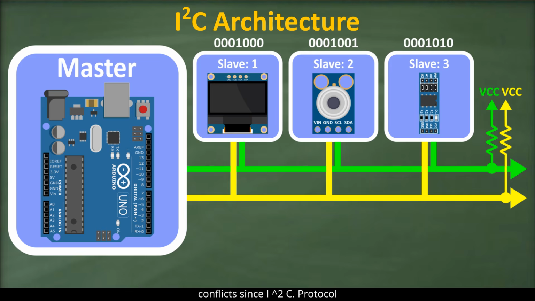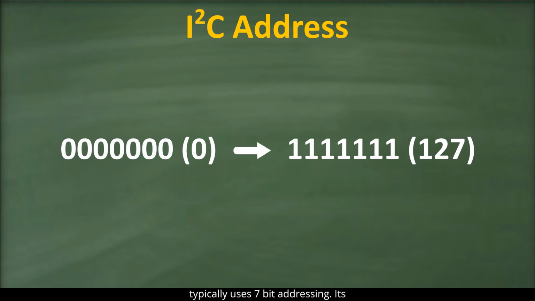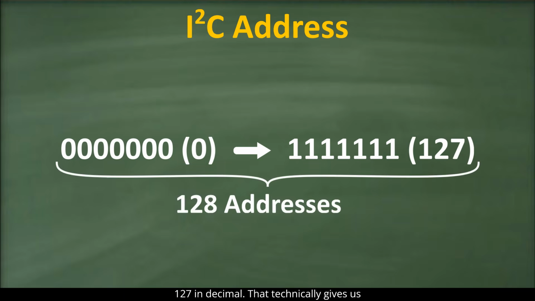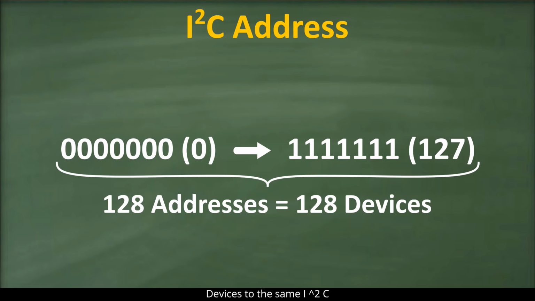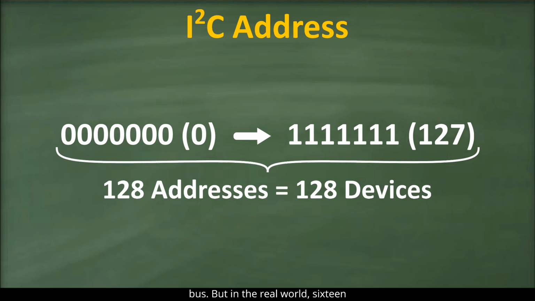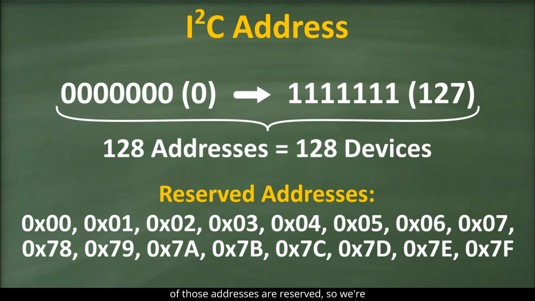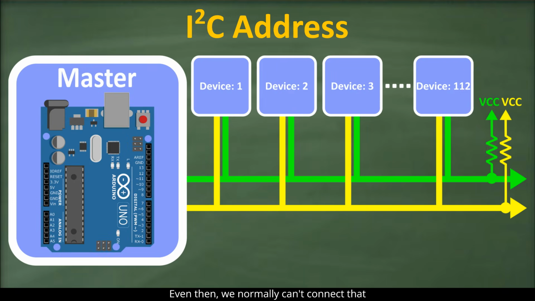Since the I2C protocol typically uses 7-bit addressing, its address ranges from the lowest 7-bit value, which is 0 in decimal, to the highest 7-bit value, which is 127 in decimal. That technically gives us 128 possible addresses, which means we could, in theory, connect up to 128 devices to the same I2C bus. But in the real world, 16 of those addresses are reserved, so we're left with around 112 usable addresses. Even then, we normally can't connect that many devices with our Arduino. Realistically, we can reliably connect only about 10 to 20 devices.